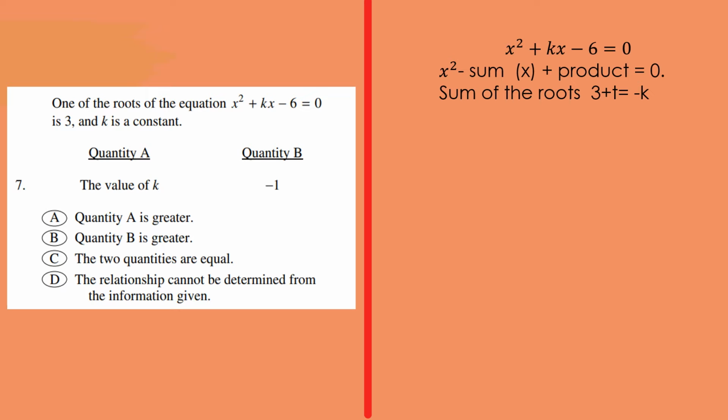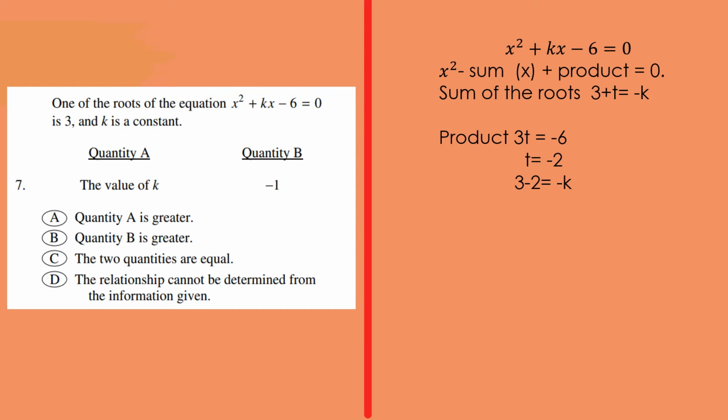Since one root is 3 and if I am taking the other root as t, 3 plus t will be negative k. And the product of the roots is negative 6 and the product in this case is 3 times t. So we have got two results, 3 plus t equal to negative k and 3t equal to negative 6. From this, if I am trying to find what t is, the value for t will be negative 6 by 3, which is negative 2.